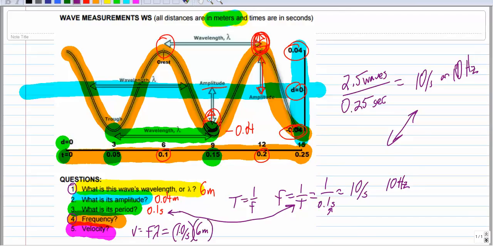So our answer here is going to be 10 times 6, so that's going to be 60. And we've got meters, and then we've got per second, so we've got meters per second. So this wave, whatever it is, it's probably not a water wave, a ripple on a pond, but this wave has a velocity of 60 meters per second. There you go. Good luck on the quiz.